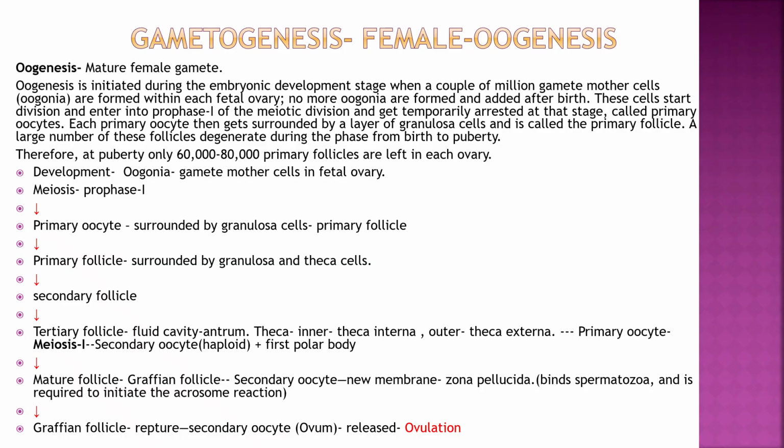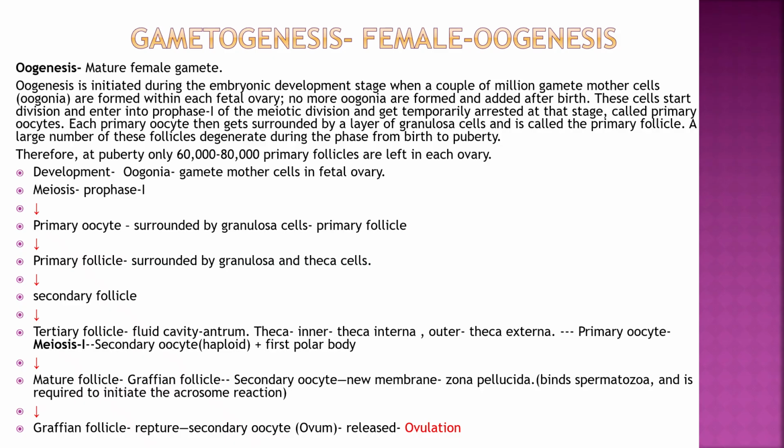The development of oogonia, that is gamete mother cells, in the fetal ovary. So in meiosis prophase 1, they are converted into primary oocytes surrounded by granulosa cells, and are called primary follicles. The primary follicle, then surrounded by granulosa cells and theca cells, is called a secondary follicle. Then it is converted into the tertiary follicle, which contains a cavity filled with fluid called antrum.